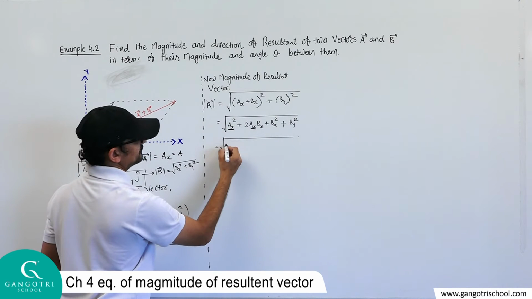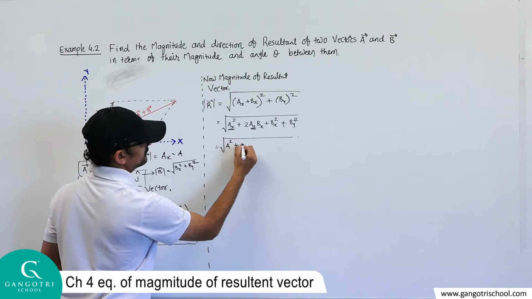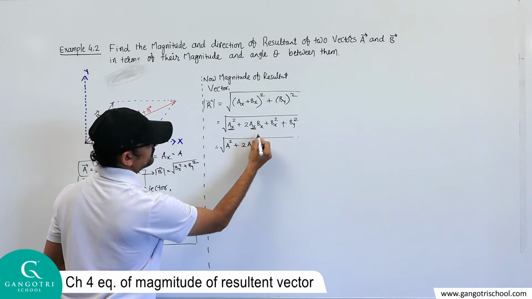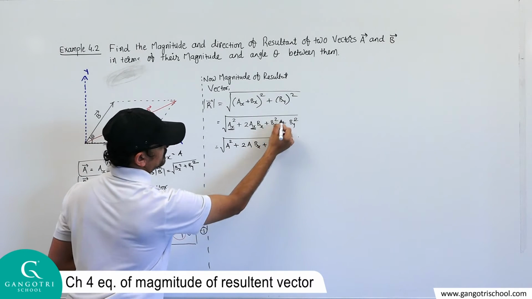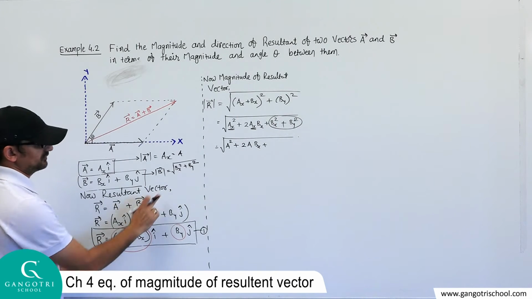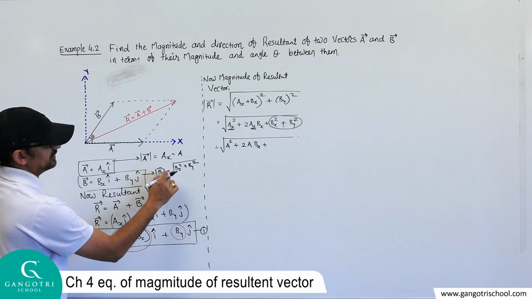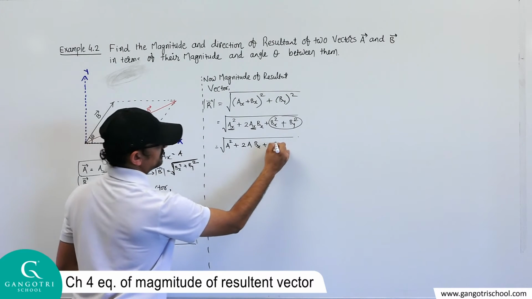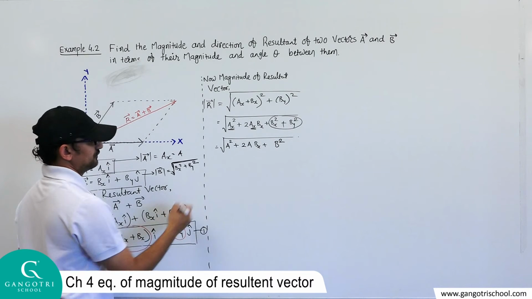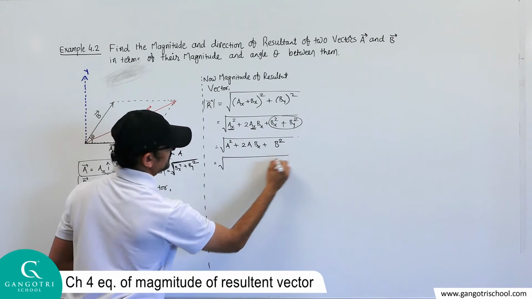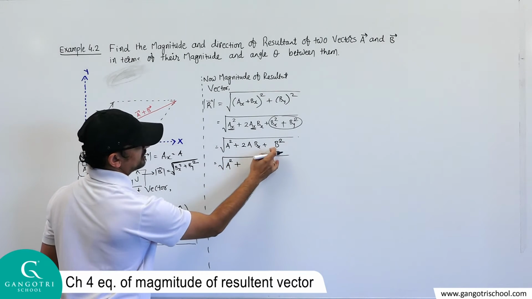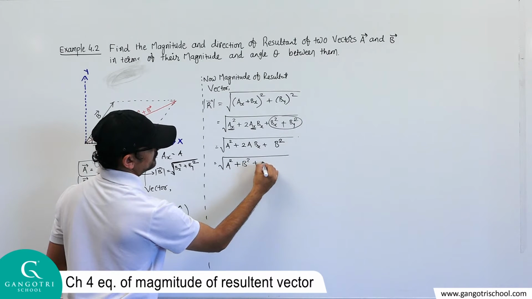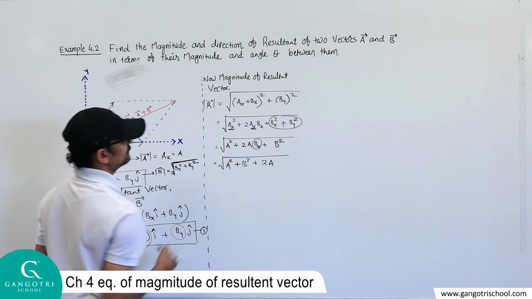So instead of A_x square, we can write A square, plus 2 A_x B_x, where A_x means A and B_x stays as it is, plus the last two terms, B_x square plus B_y square. If you remove this square root, we can write B square also. This is B square. Finally, we can write it in this way: the square root of A square plus B square plus 2A B_x.